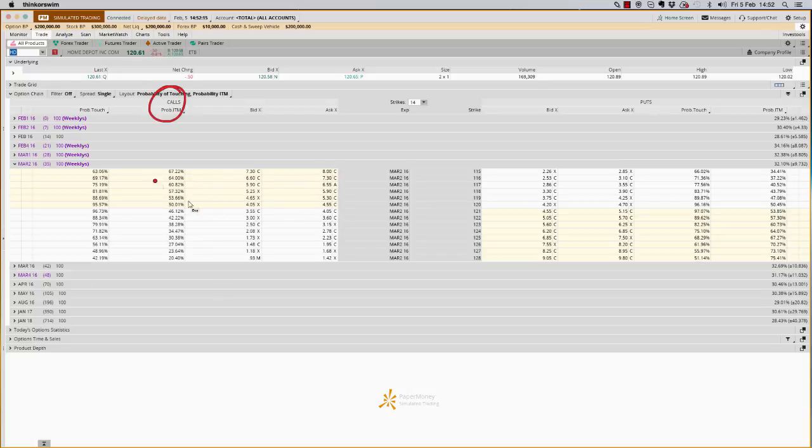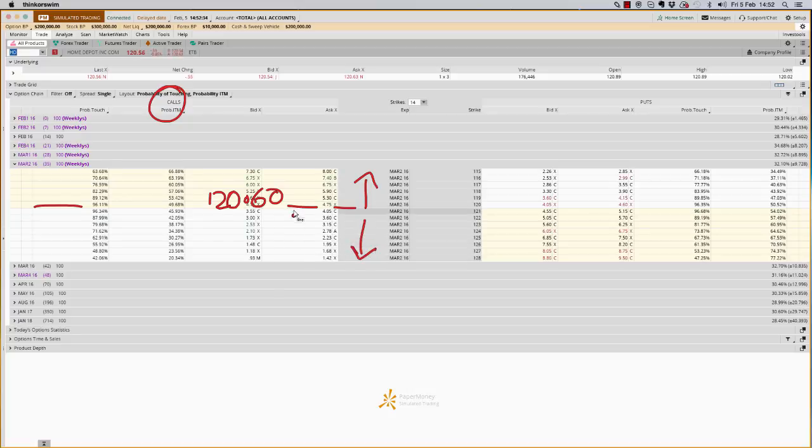I'm going to focus still just on the call side for the moment. The current stock price is still approximately $120.60, and we've got this shaded area, and this tells us that all these options are in the money.